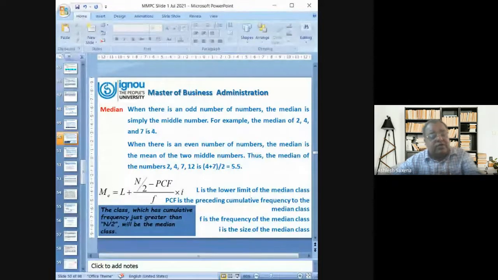You just simply write down the formula. While I will be doing the numerical, I will show you everything, how every part is calculated. Median is equal to L plus N by 2 minus PCF upon F into I. Remember this formula, because this formula will be used in calculating median. Similar formula, similar nature will be used in calculating quartile, percentile, and decile. So you have to remember this formula. Me, median, is equal to L plus N by 2 minus PCF upon F into I.